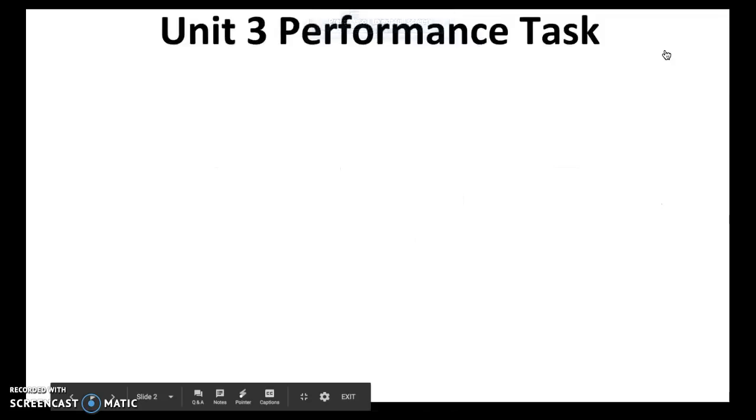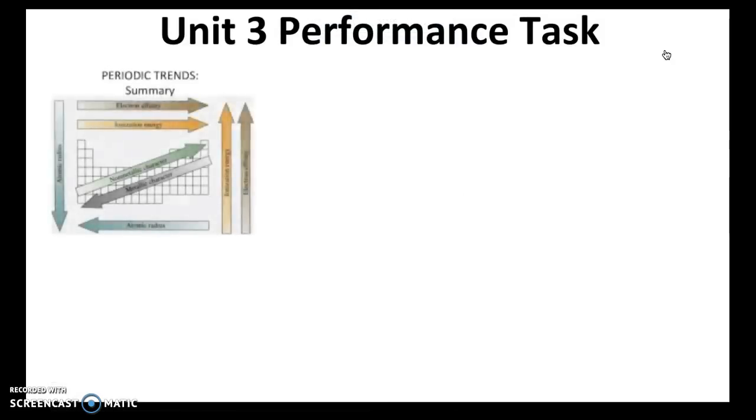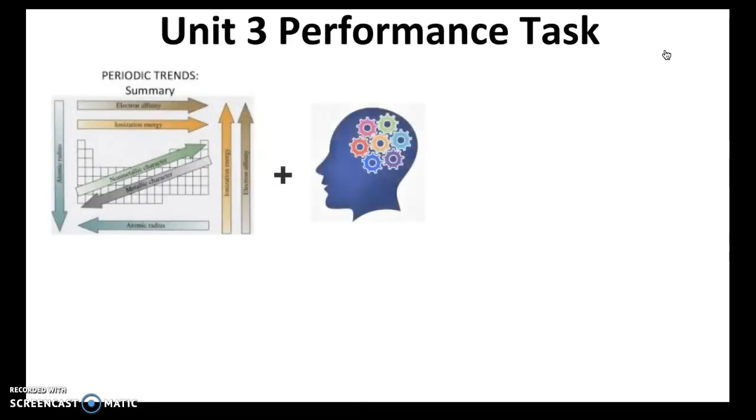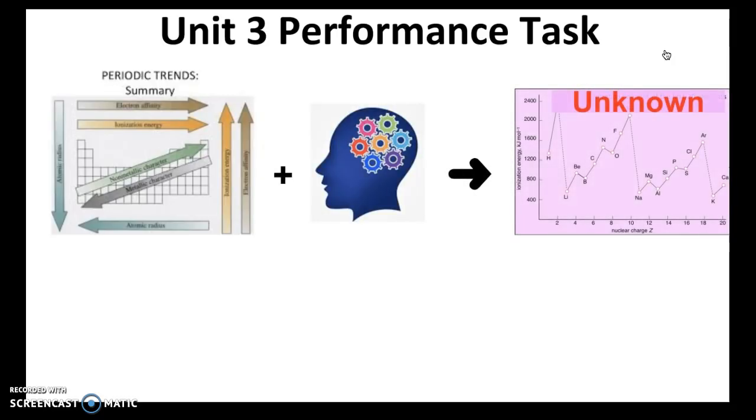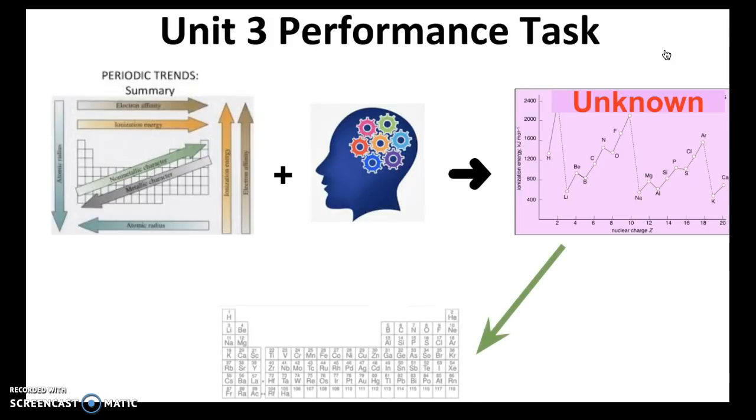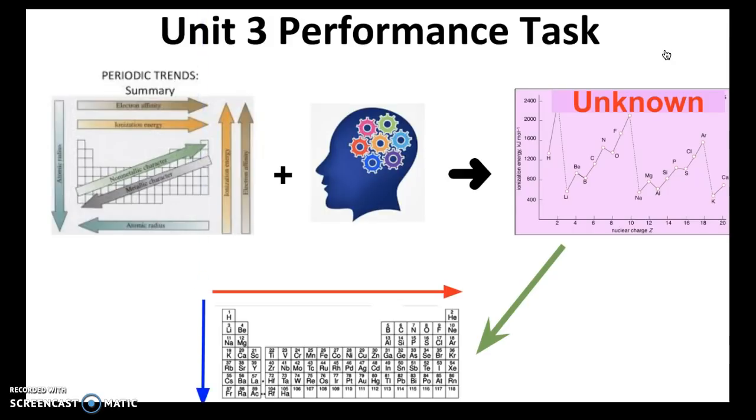So for the Unit 3 Performance Task, what you're going to be doing is utilizing your periodic trend knowledge and your data analysis and interpretation skills to analyze the plot of an unknown periodic trend. A plot will have an x-axis and a y-axis, and there will be points on that plot. You're going to analyze it to see if you can identify the trends going across a period and going down a group in the periodic table for this periodic trend.